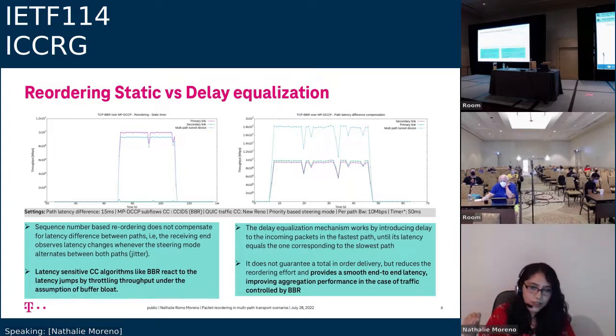What we do with this solution is that at the receiving side, we delay the incoming packets in the fastest path to equal the latency of the slowest path. Again, this delay has to be equal to the path latency difference that is estimated from the RTT measurements. The results are on the right, so the correction of the latency difference or the equalization of the latency in both paths solves the problem of the reaction of the BBR congestion control, and we have, again, full utilization of both paths and full bandwidth aggregation. And next slide, please.